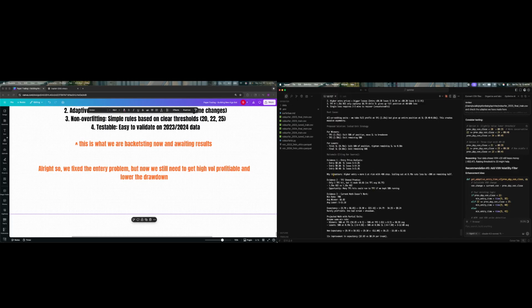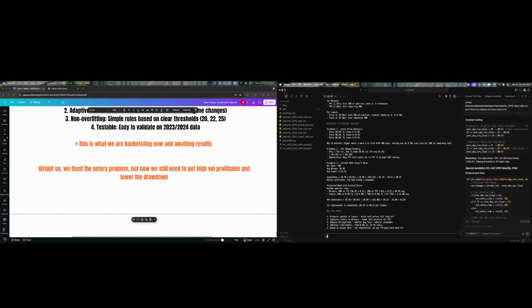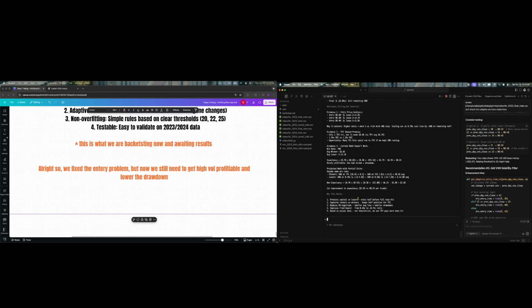Rationale, evidence. Why this matters: a higher entry equals more dollars and more risk with a 40% stop loss. Scaling out at 70% cuts losses by 30% on the remaining. Evidence 2: TP2 shows promise. Only one TP2 hit, but it made $8.66 versus TP1's average. So the expectancy, proposed math of partial exits: protect capital on losers, exit half before full stop loss, capture runners. But can you do that? Okay.